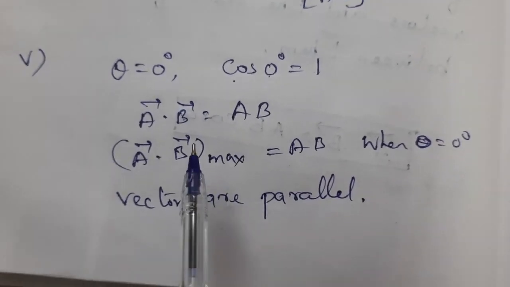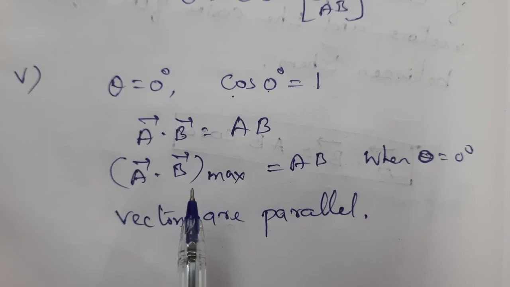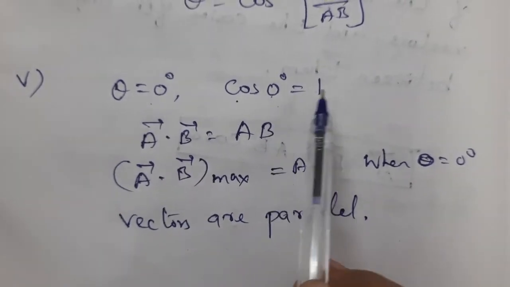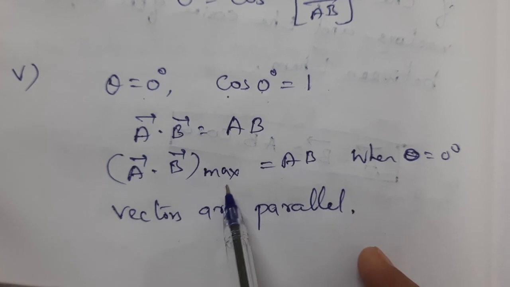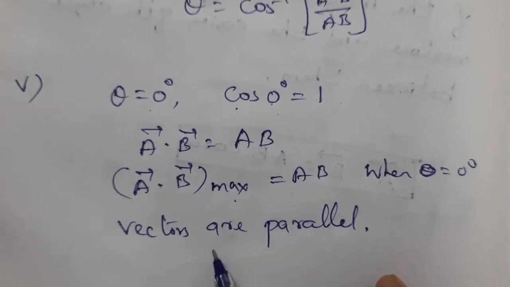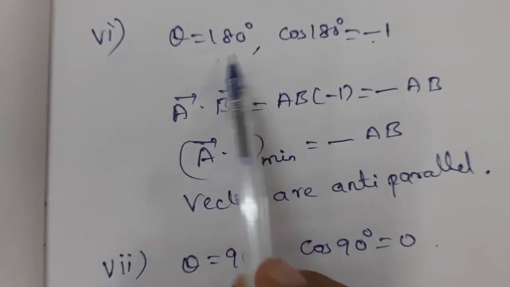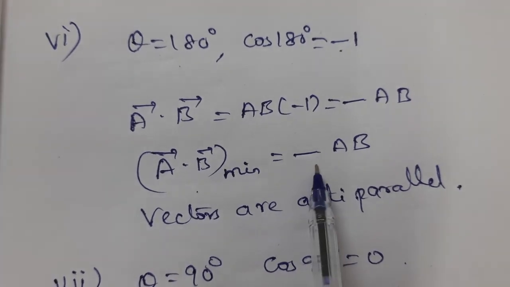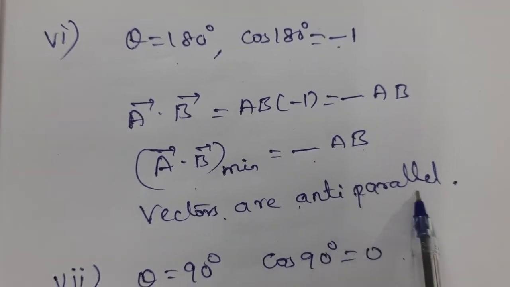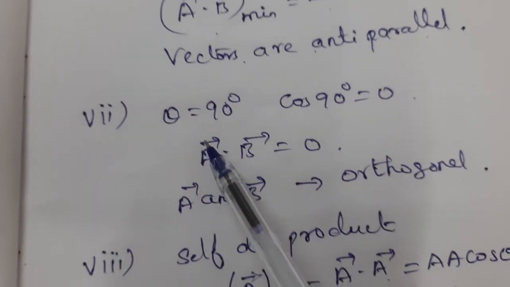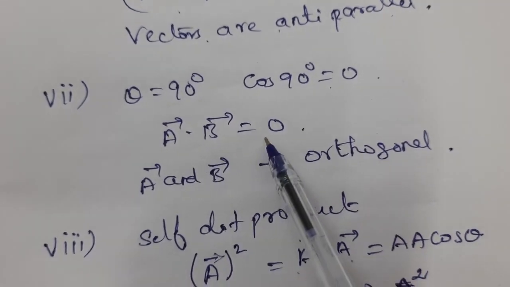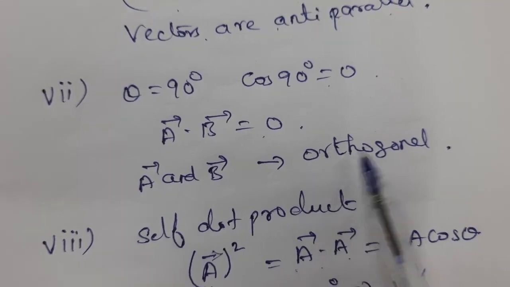Listen, with theta concept we have seen 4 points. Theta equal to 0 degree, cos 0 is 1, so A dot B has the maximum value. The vectors are said to be parallel. Theta is equal to 180 degree, cos 180 is minus 1, so A dot B has the minimum value minus AB. Vectors are said to be anti-parallel. Theta is equal to 90 degree, cos 90 is equal to 0, so A dot B equal to 0. Two vectors are said to be orthogonal.